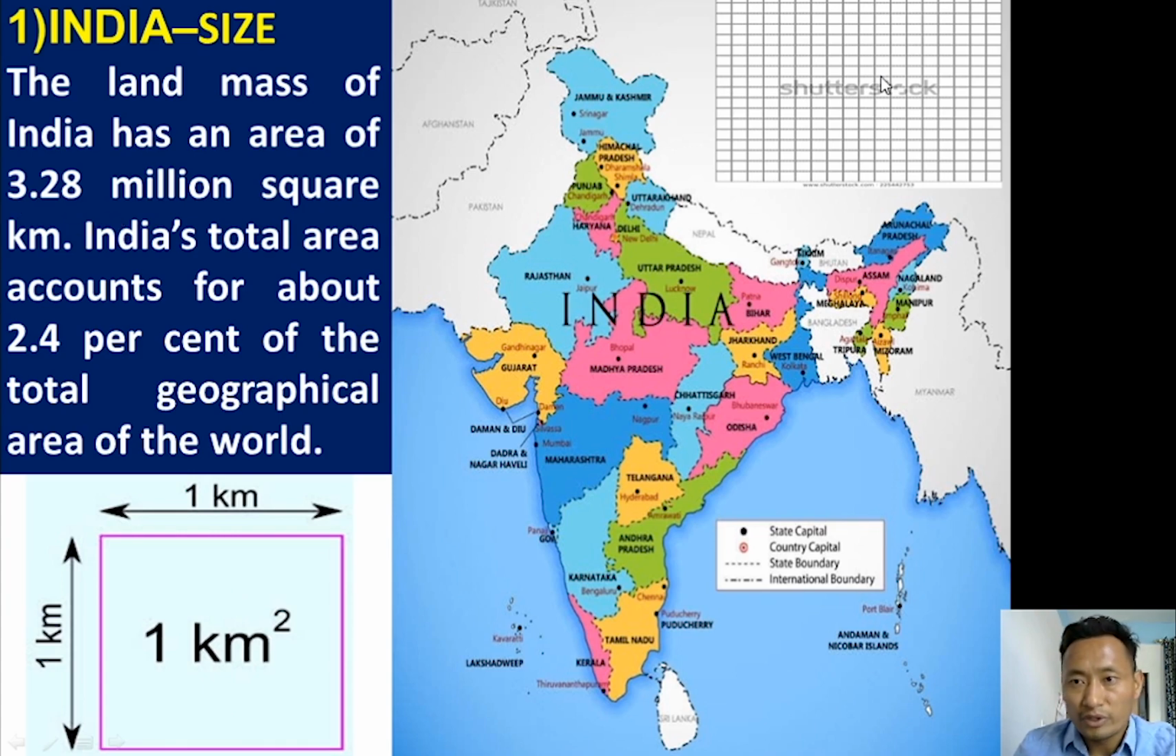How can we count? If we overlap this square on the map of India, we can count like this: 1 square kilometer, 2, 3, 4, 5, 6. So in India total we have 3.28 million square kilometers. This is the land mass area of India. In the world, India contributes only 2.4 percent of the total geographic area of the world.